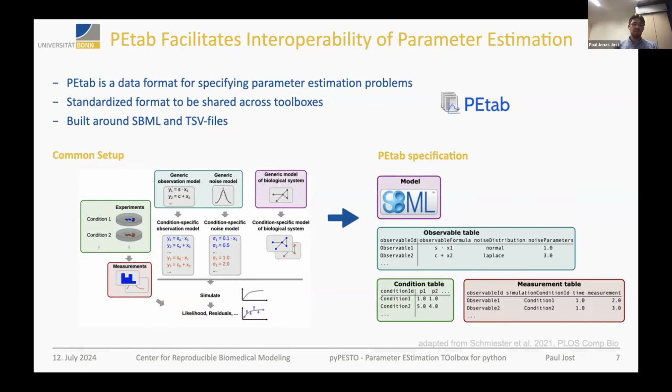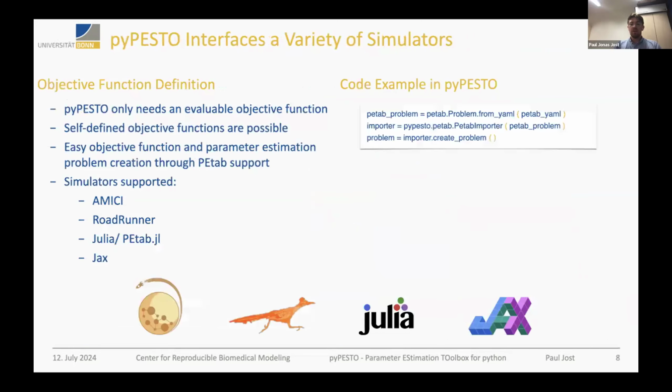So for each of those experiments, you have some kind of data. Within all those tables and the model, we accumulated parameters. Here are some scaling parameters. Those might be some parameters we want to estimate. And obviously in the SBML model, there are parameters.